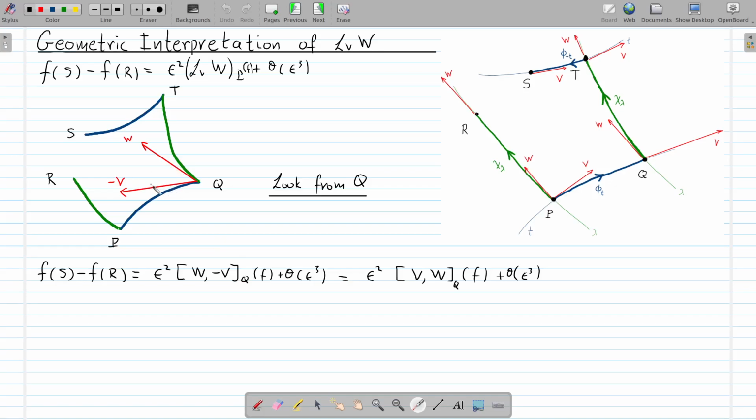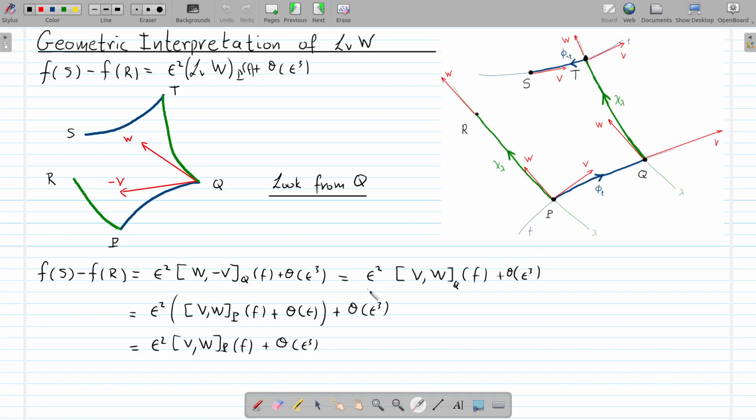From this perspective, the difference in the values of the function at those two different points is given by the commutator of those vector fields. First, the one that we use to move to the right, which is the vector field W, and then the one we use to move to the left, which is the vector field minus V. So this will give us the value of the commutator of V and W, but at the point Q, not at the point P.